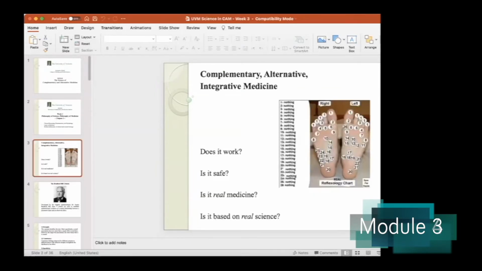Complementary, alternative, and integrative medicine. Does it work? Is it safe, and is it real medicine? And then the last one, of course, because we're talking about the method: is it based on real science?